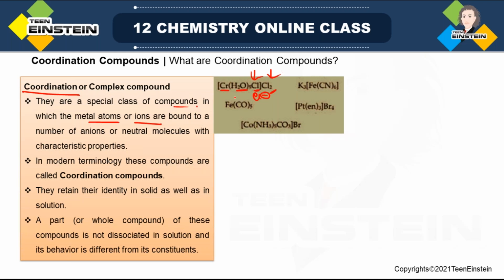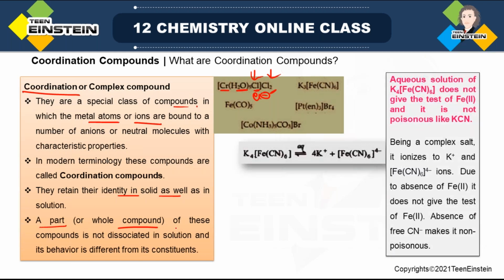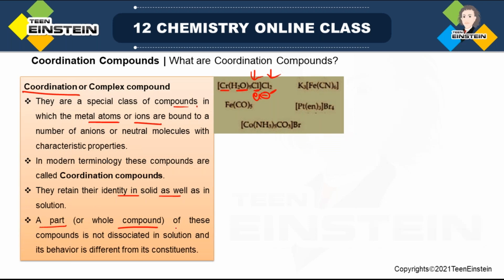Now the difference with a double salt is that when you dissolve it in water medium, that is, when it is in solution state, they retain their identity in solid as well as in solution. Now see what happens. A part or the whole of this compound is not dissociated in solution. So that is the reason its behavior is different from its constituents. Now see the difference. We will take a particular example. Before going to that, let's see all these examples.